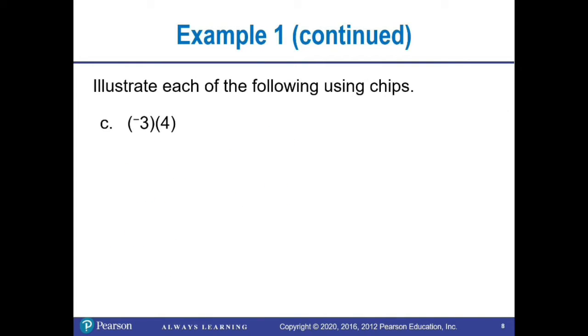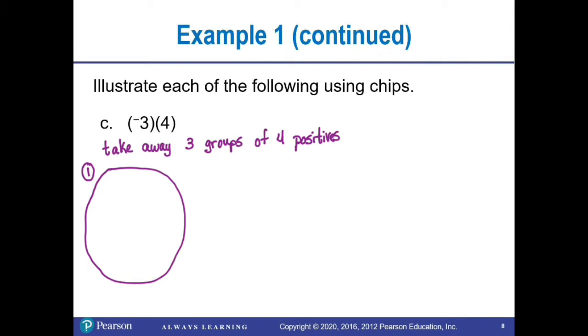Now look at part C. Here we have negative 3 times 4. This time our first number is negative, so this tells us to take away. I'm going to take away 3 groups, and the second number tells me what's in each group. So in each group I have 4 positives. I always start with 0. To represent 0, I can use a positive and a negative, so let's start with that. I need 3 groups, and I need 4 positives and 4 negatives in each group.